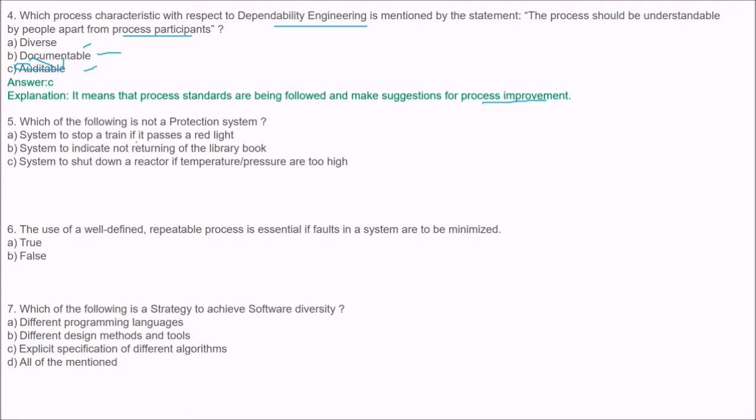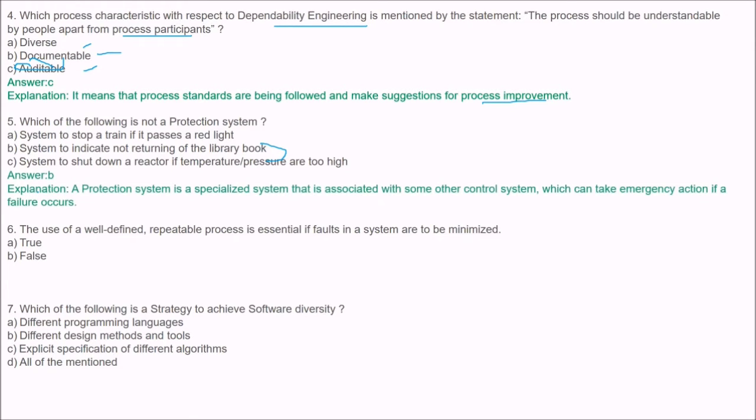Next is, which of the following is not a protection system? A system to stop a train if it passes a red light. A system to indicate non-returning of a library book. A system to shut down a reactor if the temperature or pressure goes high. The answer is B, of course. A protection system is a specialized system that is associated with some other control system, along with a mechanism which can take emergency action if a failure occurs.